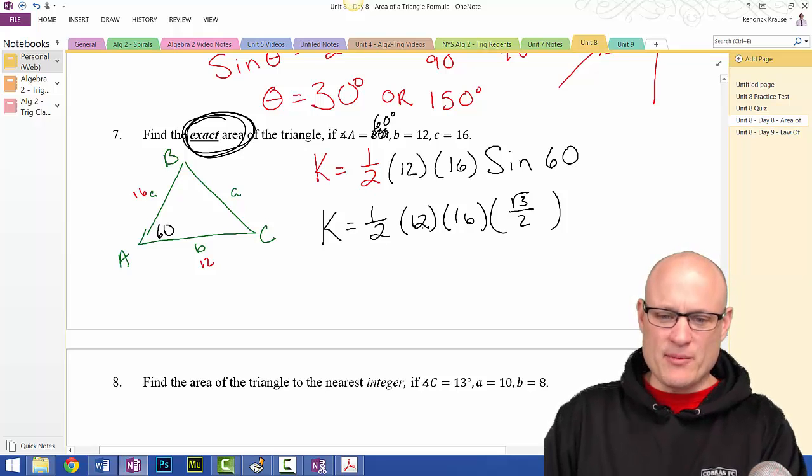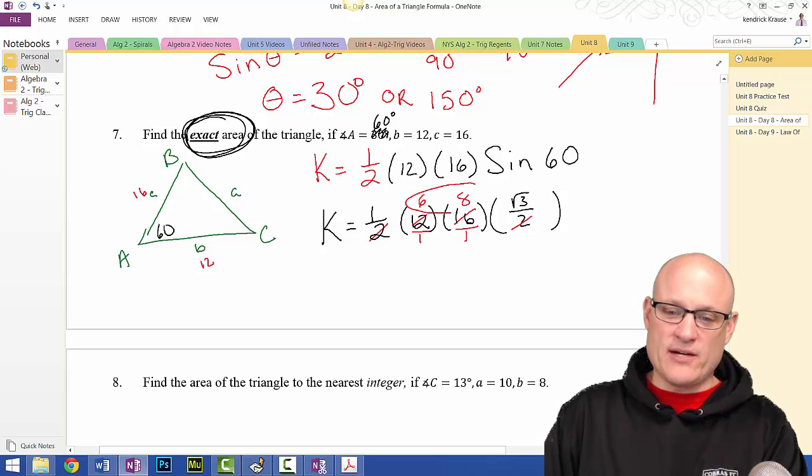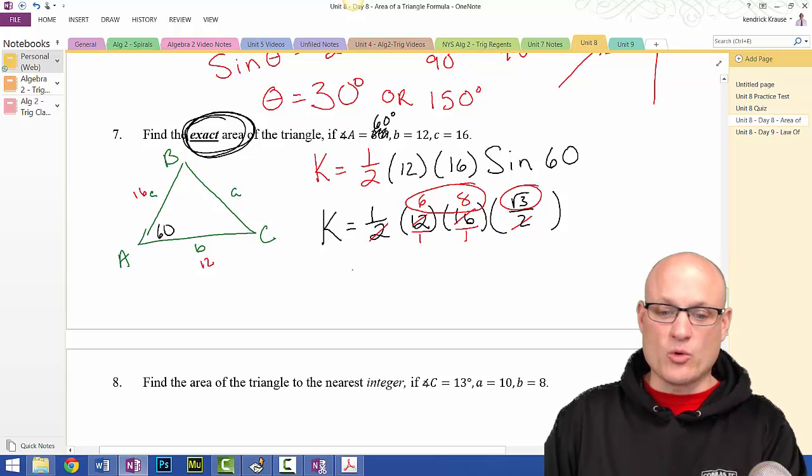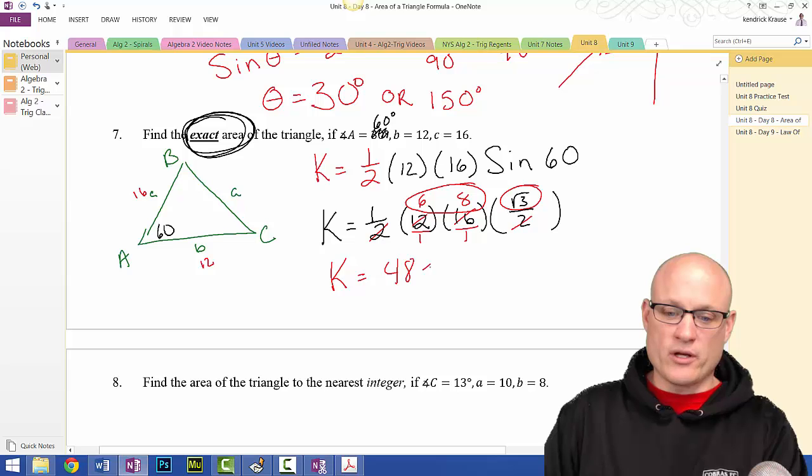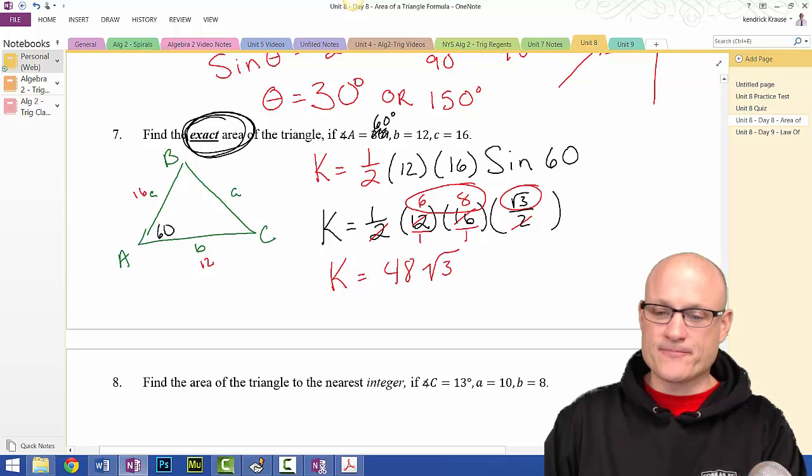This 2, remember this is really 12/1, and this is 16/1. Ooh, wait a second, looking a little easier. 2 goes into 12 6 times. 2 goes into 8. 2 goes into 16 8 times. And what I have left over is 48 and radical 3, and then a whole bunch of 1s. I don't need them. So k equals 48 radical 3.